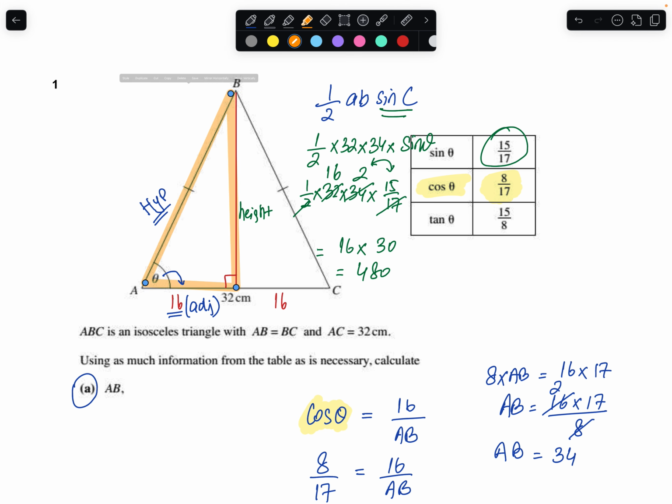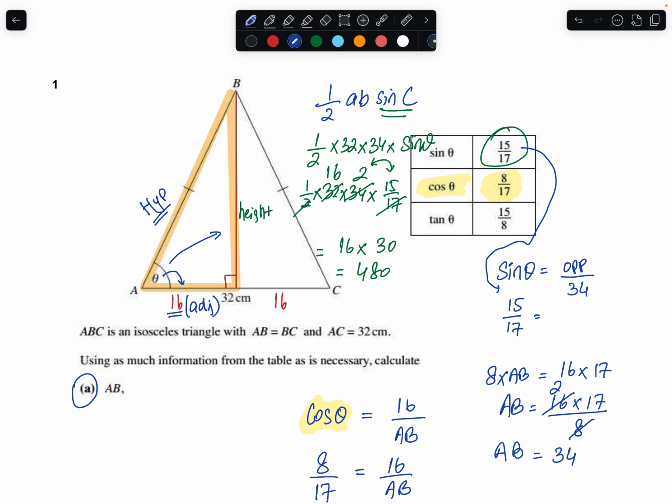इसी ट्राइंगल में, now since it's a right angle triangle, the height is actually opposite to theta. So I am going to say sin theta is equal to opposite, which is the height, over the hypotenuse, which is AB, और AB हम निकाल चुके हैं 34, तो मैं इधर 34 लिख देता हूँ. और फिर से वही बात, साइन थीटा उसने मुझे बताया है 15/17, तो मैं यहाँ पे लिख दूंगा 15/17 is equal to opposite over 34.